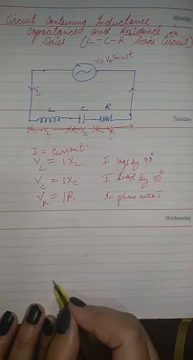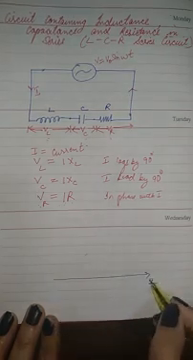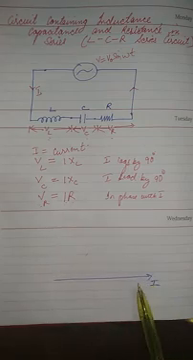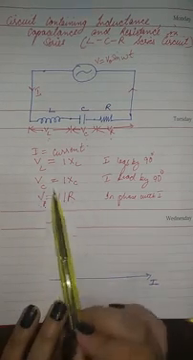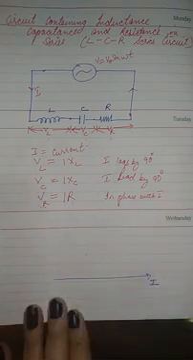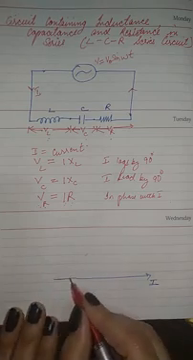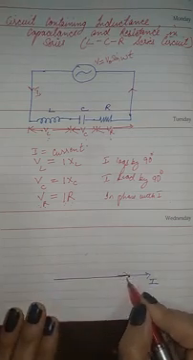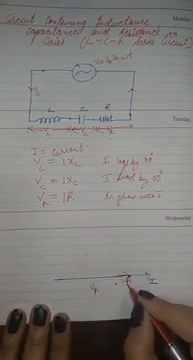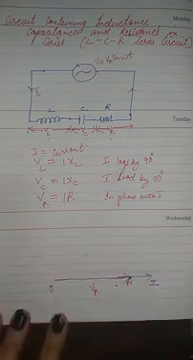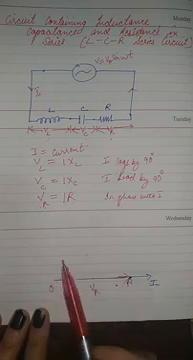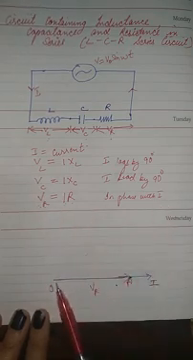So first of all we will consider vector I. Consider the I vector along the x-axis. Now for the resistance, VR is in phase with I. That means VR will be in the same direction as that of I. So this line represents VR. Let this point over here be A and this point be O. I and VR will be in the same phase, that means the angle between VR and I is 0.